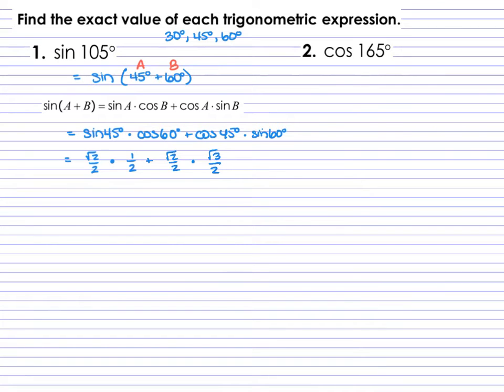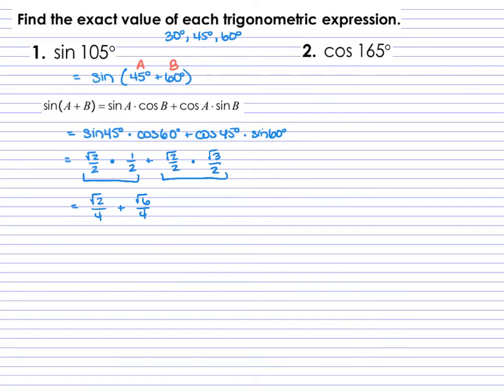Order of operations says that I'm going to do my multiplication first. So I'm going to multiply those two. So I've got square root of 2 over 2 times 1/2 gives me the square root of 2 over 4, plus square root of 2 over 2 times the square root of 3 over 2 gives me the square root of 6 over 4.